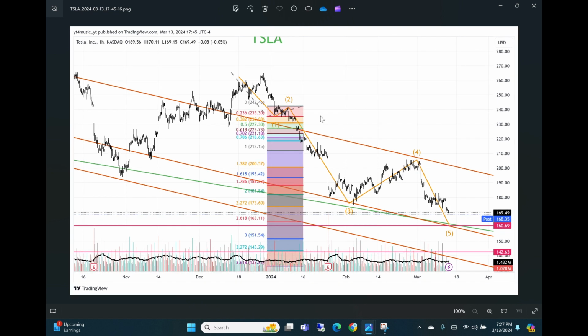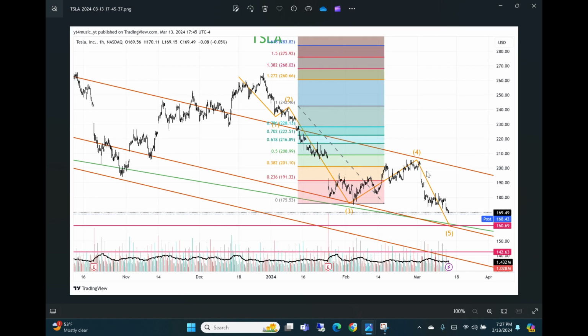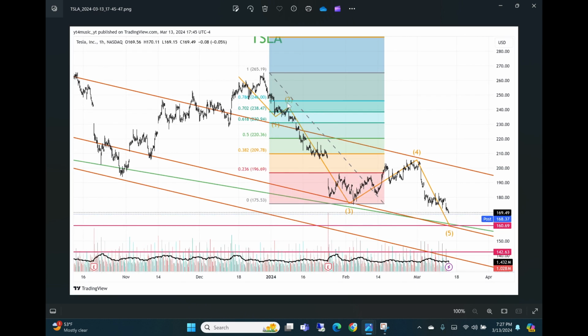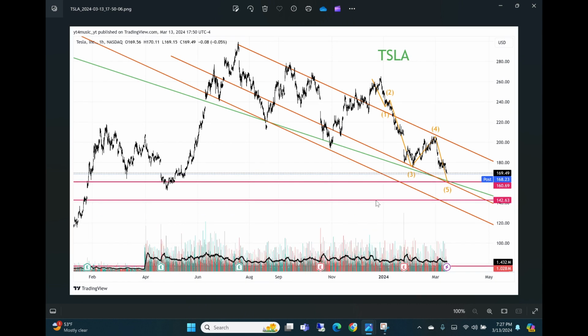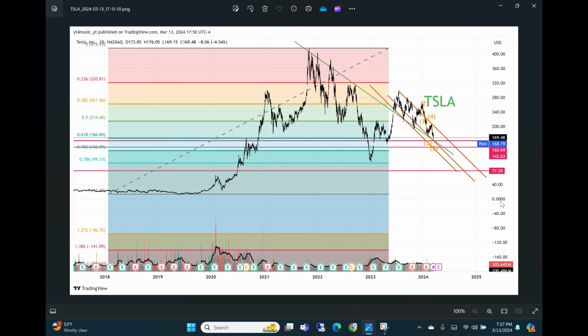So the wave that happened over here, 3, was 2.72 multiplication of the wave over here, 1 to 1. And if you see the correction that happened from 3 to 4, look at the gap that was filled over here. So gaps are interesting. Based on those calculations, what we are looking at is 5 to 161, actually 160.69. The next possible scenario is 142. So keep an eye on Tesla.